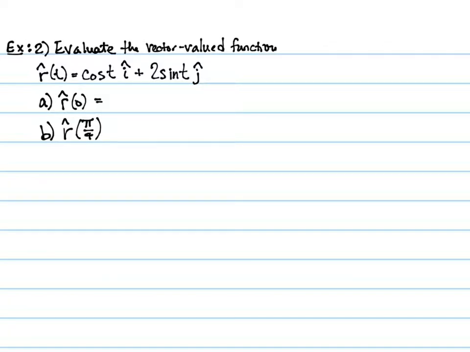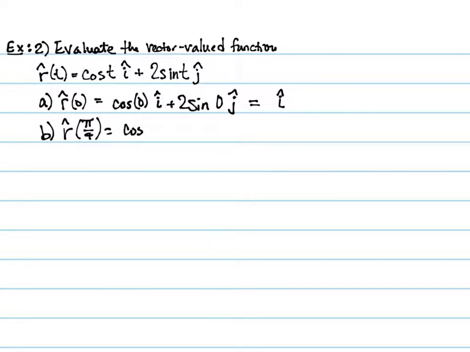All right, so if I evaluate at 0, it's going to work just like it did when you were evaluating functions that weren't vectors, right? You're just going to be putting 0 in for all of the t's, because t is my variable. So I will have cosine of 0, i, plus 2 sine of 0, j. That's what I'm doing. What's the cosine of 0? 1. And what's the sine of 0? 0. So what does this vector become? It's just i.